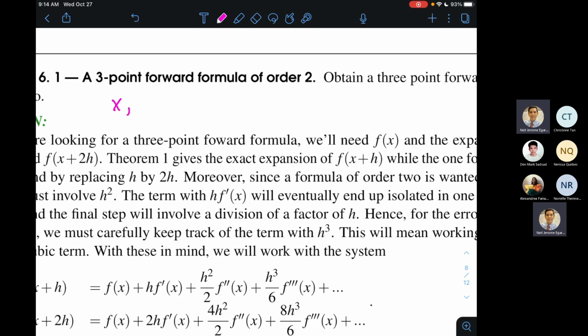So, si x, counted na siya as one. The next point we'll use is x plus h. And then the third point is x plus 2h. So, para nagmamarch tayo forward until we get 3 points using the same increment h. And then, dapat order 2. So, ibig sabihin, piliin natin yung truncation ni Taylor series in such a way na makakakuha tayo ng error term which has a factor of h squared. Okay, kasi ang kailangan natin ay order 2.